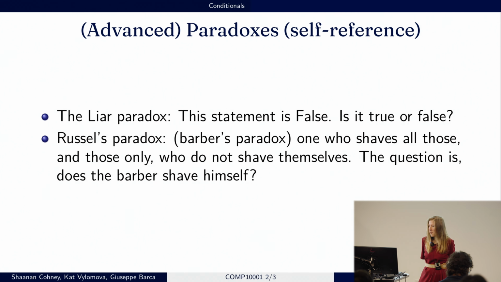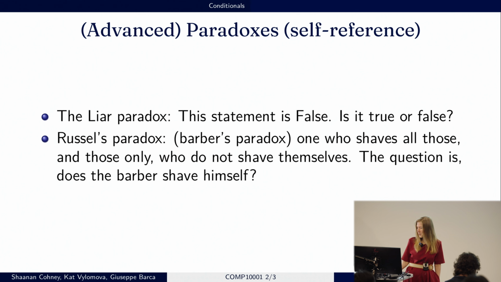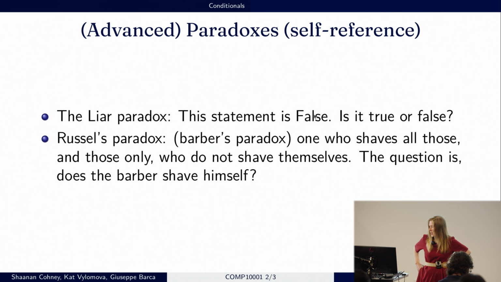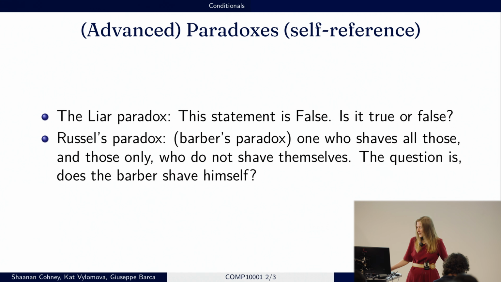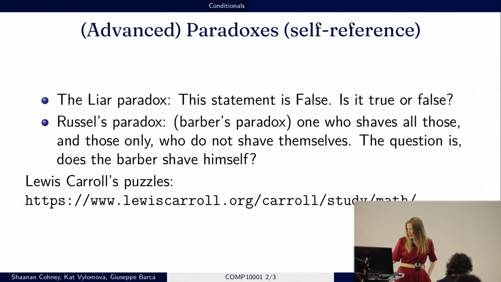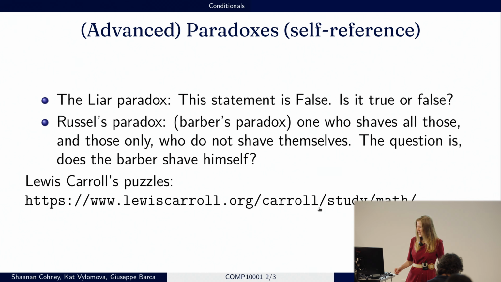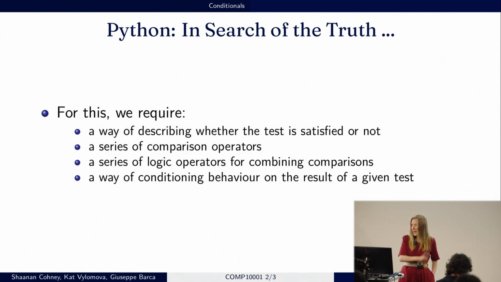Other examples of these contradictions are paradoxes. For instance, the liar paradox, when you have statements that cannot be evaluated as either true or false, like "this statement is false": whether it's true or false, you never know. Or the Russell paradox: a barber is the one who shaves all those and only those who do not shave themselves. The question is, does the barber shave himself? You're welcome to explore more logic puzzles and paradoxes, and let's go back to our lecture.